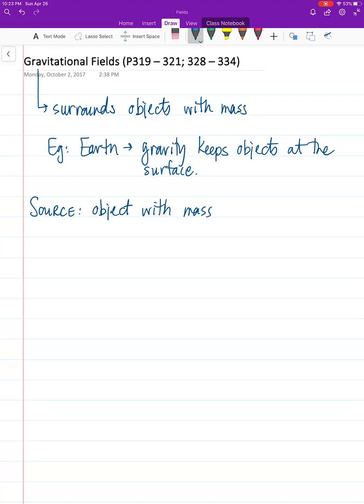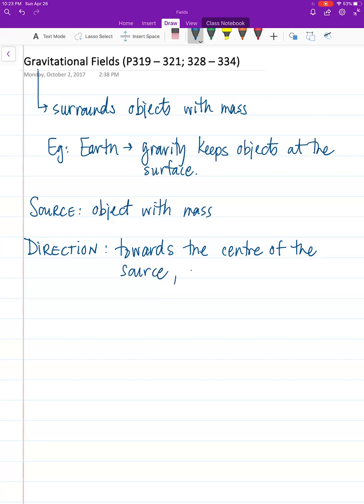We also need to look at the direction of the field. So in what direction is that field working on the test body? And so in this case, gravitational fields are always pulling the test body towards the center of the source. Okay, and therefore they are only attractive. So they are only pulling you towards the source.